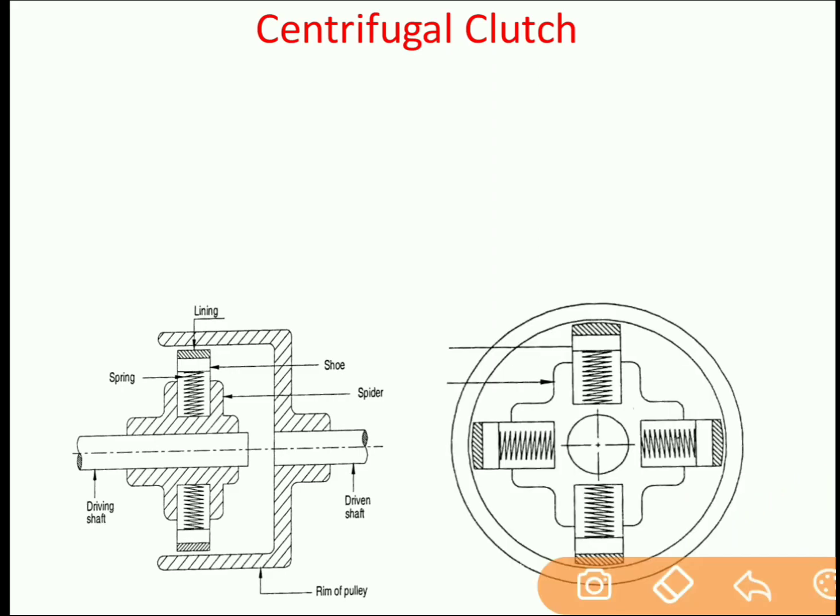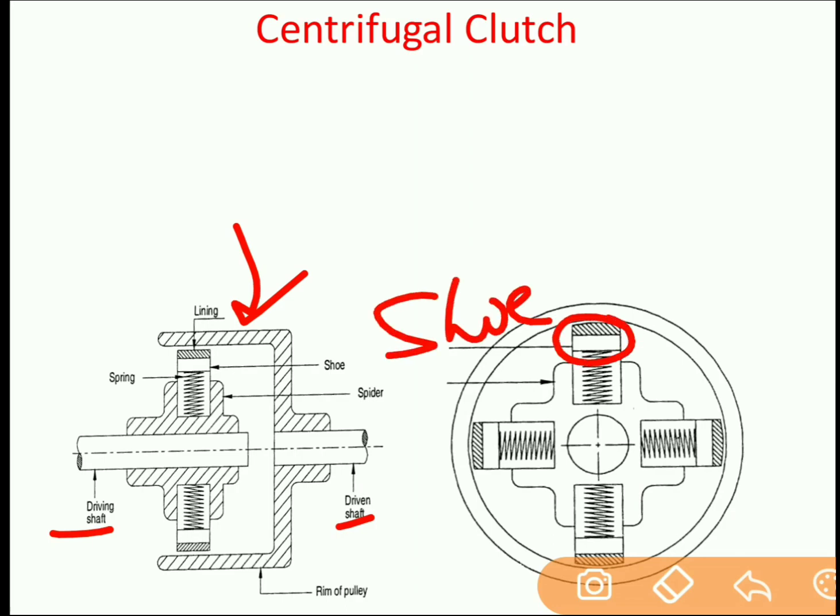Centrifugal clutch consists of a driving shaft, a driven shaft, and a disc which is attached to the driven shaft. On the driving shaft there is a component consisting of a shoe and a spring. Shoe is a kind of block which has frictional material.